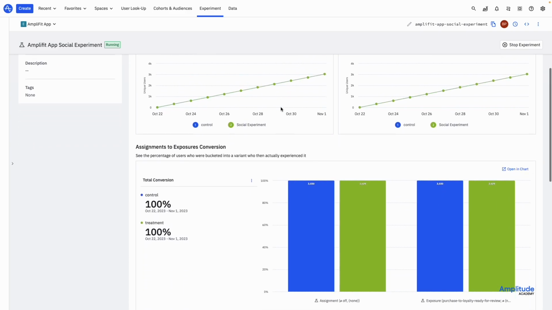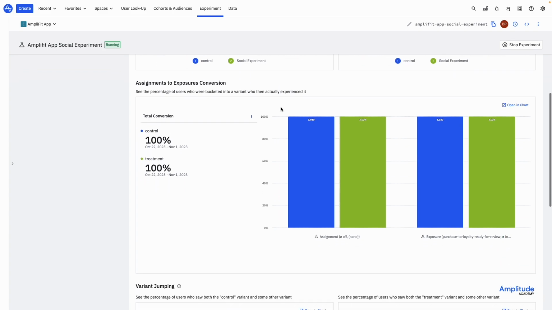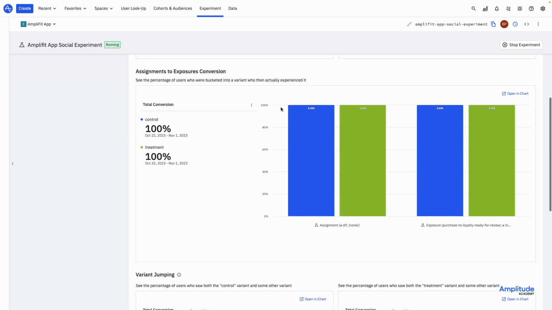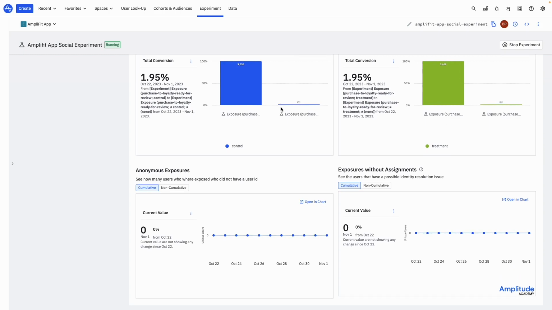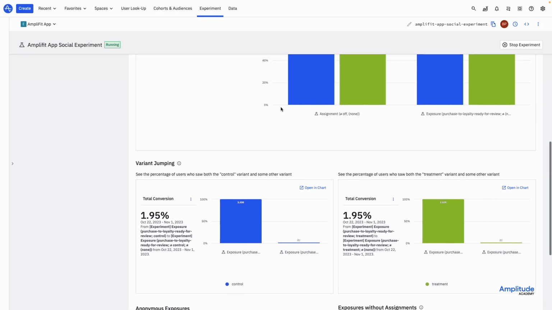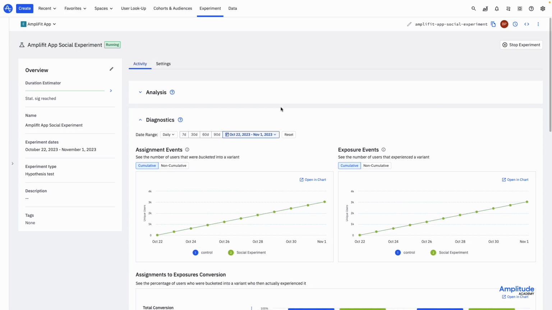The bar chart is just a different view of the two line graphs above, providing a clear view of what conversion in the experiment looks like for users who were assigned a variant versus those who continued on to experience the variant. The remainder of the charts on this page let you understand variant jumping, if any, anonymous exposures, and exposures without assignments. See the diagnostics guide for further information on these. You can also investigate any of these charts further by opening them in Analytics.